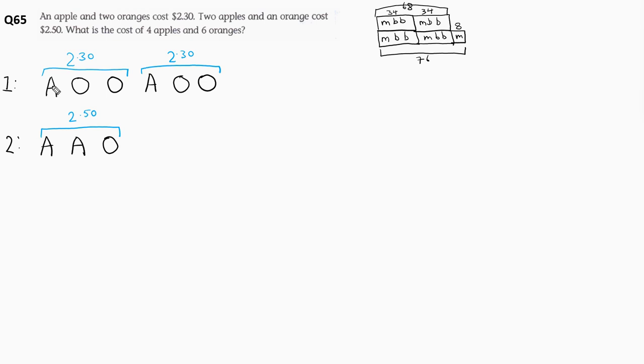So I've got 2 apples in this bar, I've got 2 apples in this bar. So the difference is between the oranges. Here I've got 1, 2, 3, 4 oranges, and in this group I've only got 1 orange. Okay, so the difference between this bar and this bar is 3 oranges. It's 3 oranges, and I can also give it a value because here we have $2.30 times 2, which would be $4.60, and here we've got $2.50.